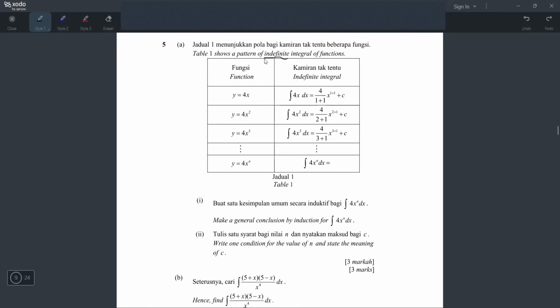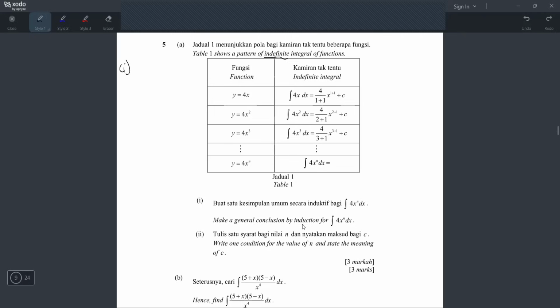Okay, let's keep reading. Table 1 shows a pattern of indefinite integral of function y equals 4x, 4x squared, 4x power 3 until 4x power n. And these are all the workings. All right, so for question 1 it says what? Make a general conclusion by induction for the integral of 4x power n dx.